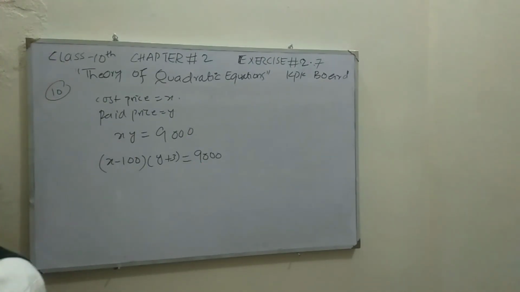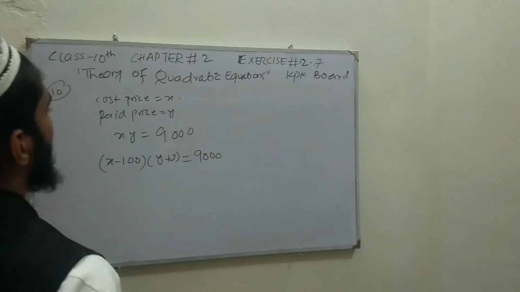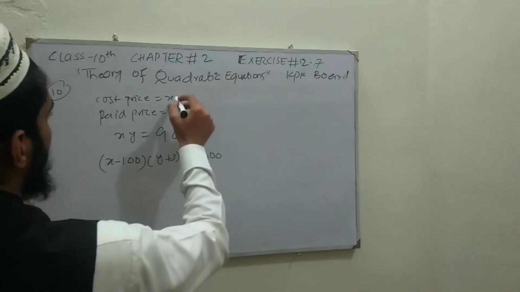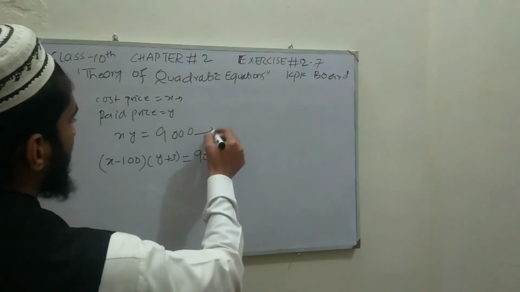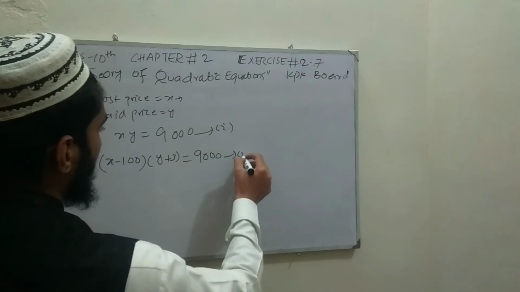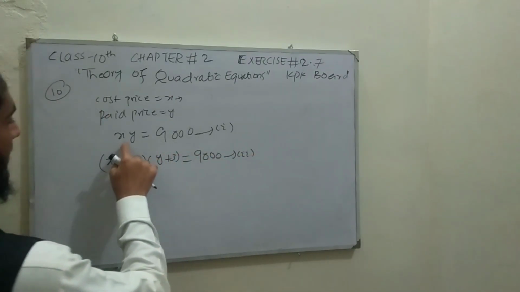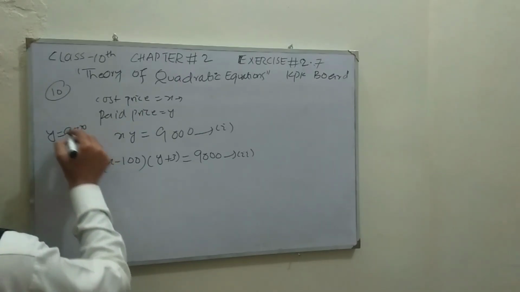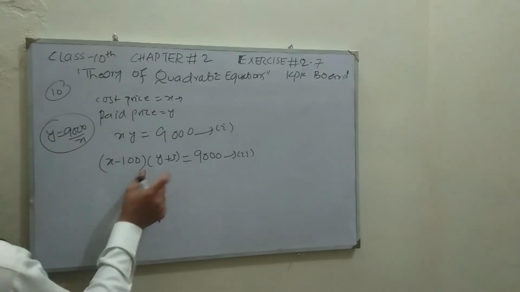Now we are going to find the value of cost price and paid price. Also we find the number of goats he bought. It means that we are interested in the value of x. Let this be the first equation and this the second equation. From the first equation we take the value of y, which will be equal to 9,000 divided by x. So put the value of y equal to 9,000 by x in this equation.